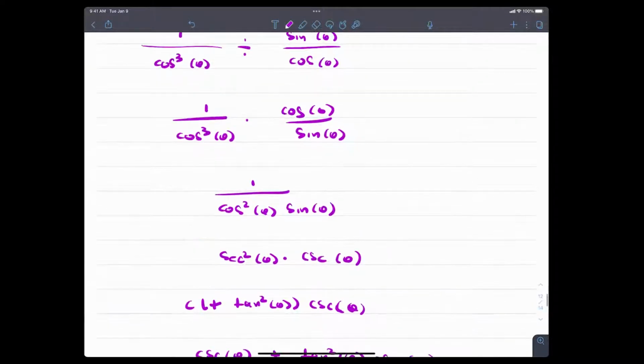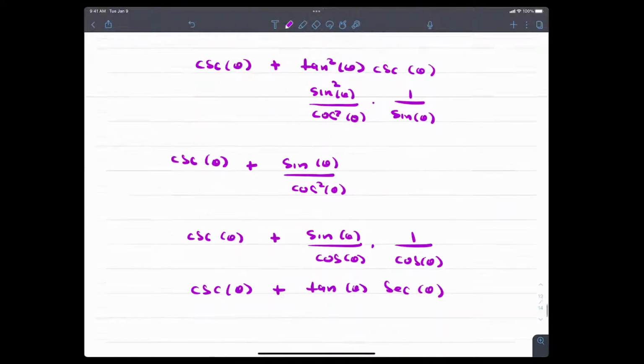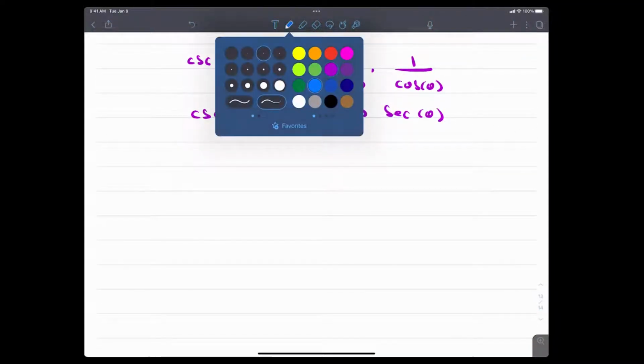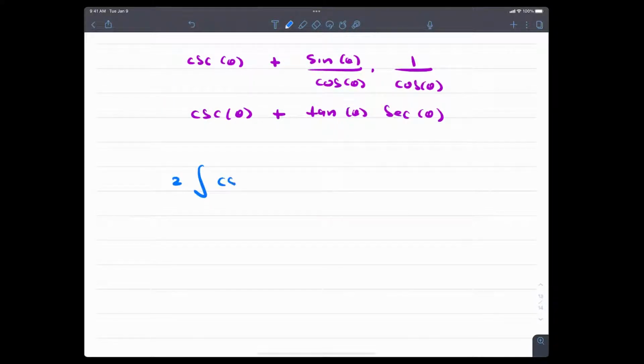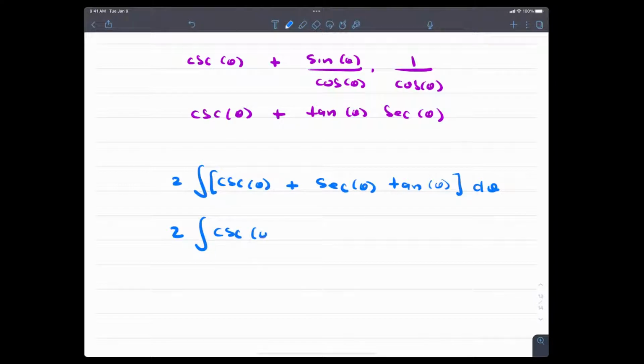So here's the point. What color did I use? I lost my color. Blue. There's a 2. So here's my point to you guys: 2 times the integral of cosecant theta plus, I'll call that, secant theta tangent theta d theta. Here's the claim I make, ladies and gentlemen: I'll separate those.